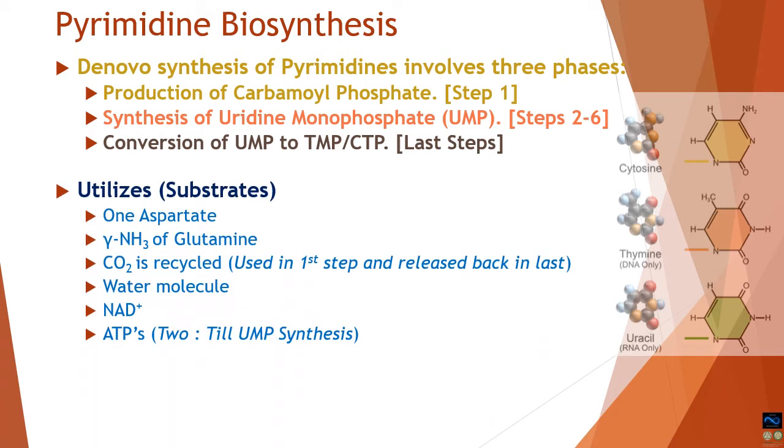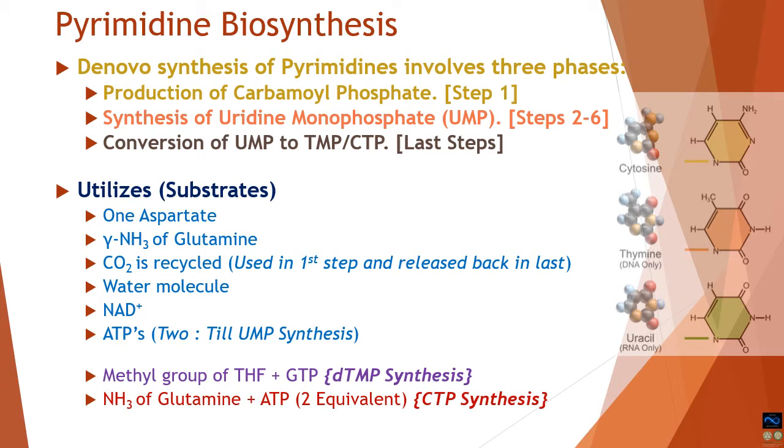So the whole biosynthesis process up till the synthesis of uridine monophosphate involves one aspartate and then the ammonia group of the glutamine, carbon dioxide, a water molecule, NADH as the cofactor, and it utilizes around 2 ATPs till UMP synthesis. Then there is the utilization of the methyl group for the conversion of uridine monophosphate to deoxythymine monophosphate, or in the second phase, the conversion of uridine monophosphate to CTP. It involves glutamine, which donates the ammonia, and further the utilization of 2 ATPs. This is the whole summary of the pyrimidine biosynthesis.